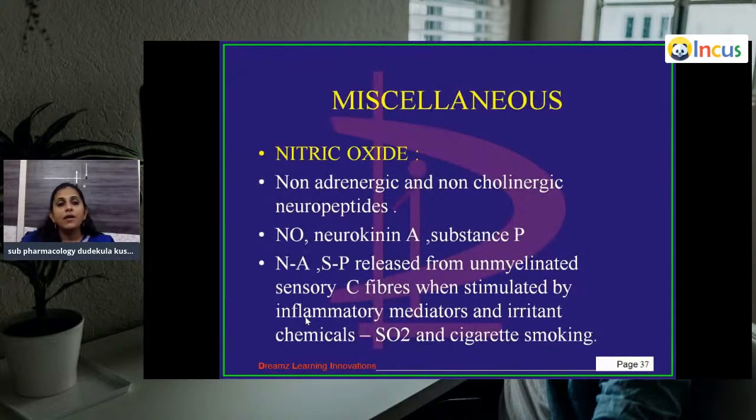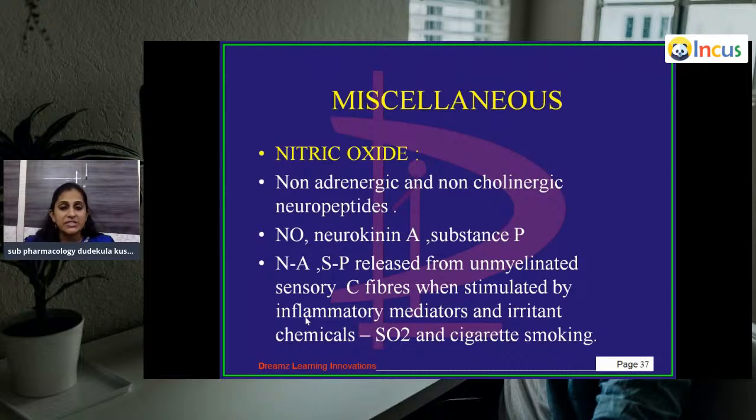Now the last drug is nitric oxide. I repeat once again, the bronchial smooth muscles are maintained by adrenergic and cholinergic systems. So adrenergic: beta-2 agonists; cholinergic: anti-muscarinic drugs, tiotropium; and one more thing, adenosine, which is inhibited by xanthines; and the other one is neuropeptides. The neuropeptides are nitric oxide, neurokinin A, and substance P. These three neuropeptides are involved in bronchodilation and bronchoconstriction.